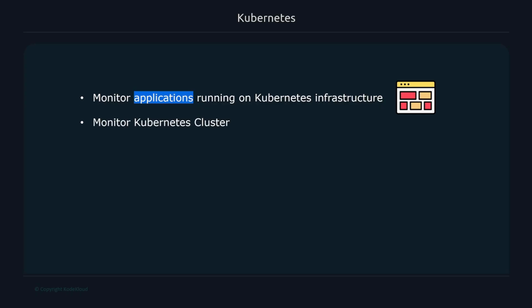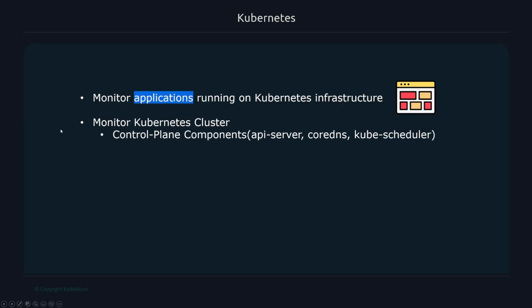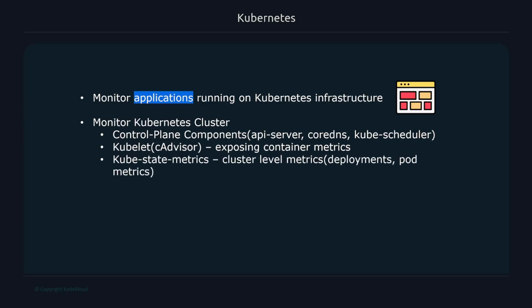And there's a couple of things that we would want to monitor. First of all, we would want to monitor the various control plane components. So things like the API server, the kube scheduler, the core DNS. We'd also want to monitor the kubelet process, which is basically the equivalent of cAdvisor. So that's going to expose container level metrics. Then there's also kube state metrics. So this is going to give us cluster level metrics. So things like metrics on deployments, pods, and various Kubernetes objects or constructs.